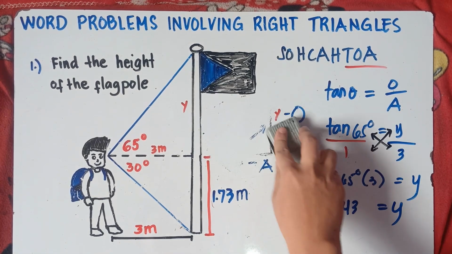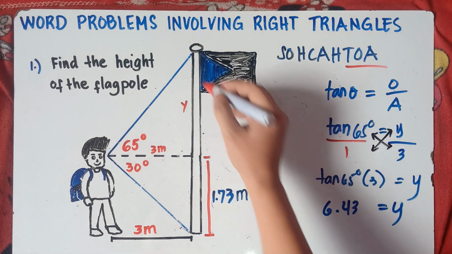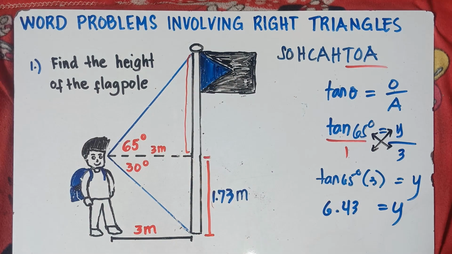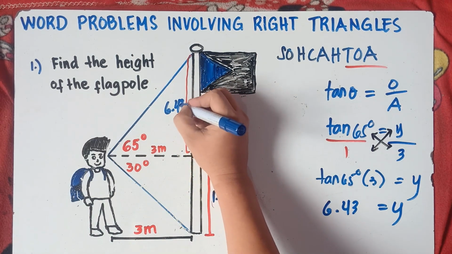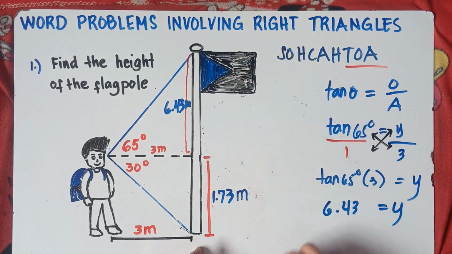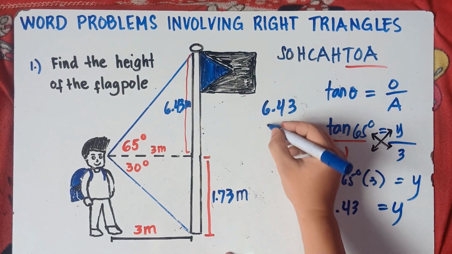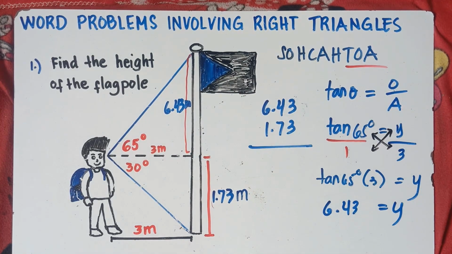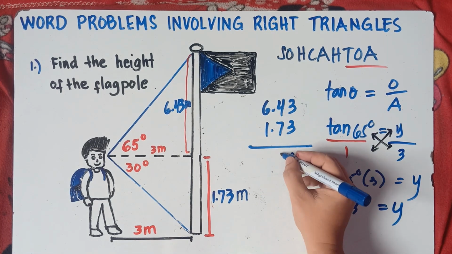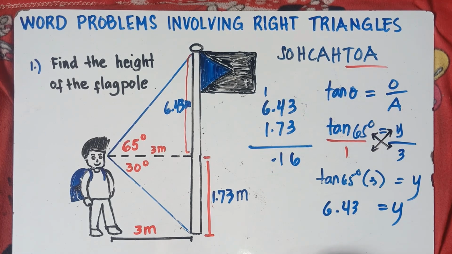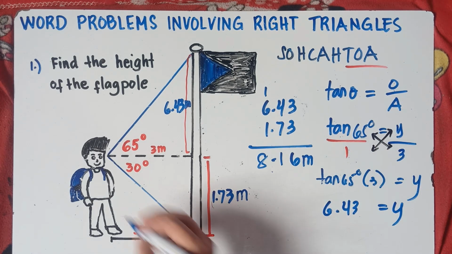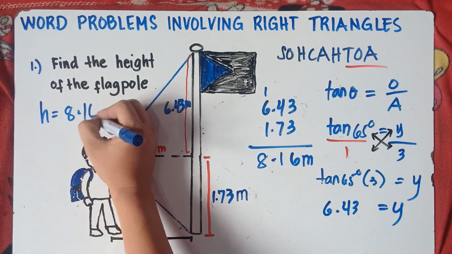So let me just erase this one. So this height plus this one right here is 6.43 meters, of course, meters. Now, to get the height of the flagpole, we need to add this up. Alright, so 6.43 plus 1.73, that would be the height of the flagpole. So, let's add 3 plus 3, that is 6. 7 plus 4, that's 11. 1, carry 1. 1 plus 6, that is 7. Plus 1 is 8. 8.16 meters. That's it, class. The height is equal to 8.16 meters.